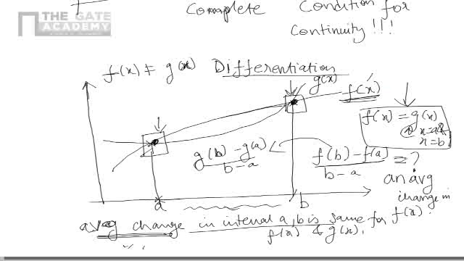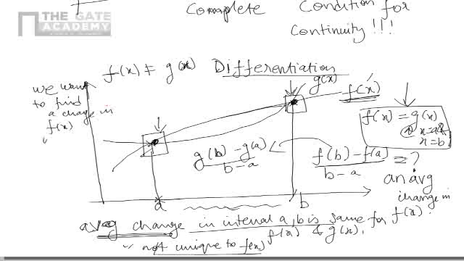Average change is not unique to f of x. Please remember this. Okay. So what happened? We want to analyze a change which is so unique to f of x. The requirement is we want to find a change in f of x which is unique to f of x.